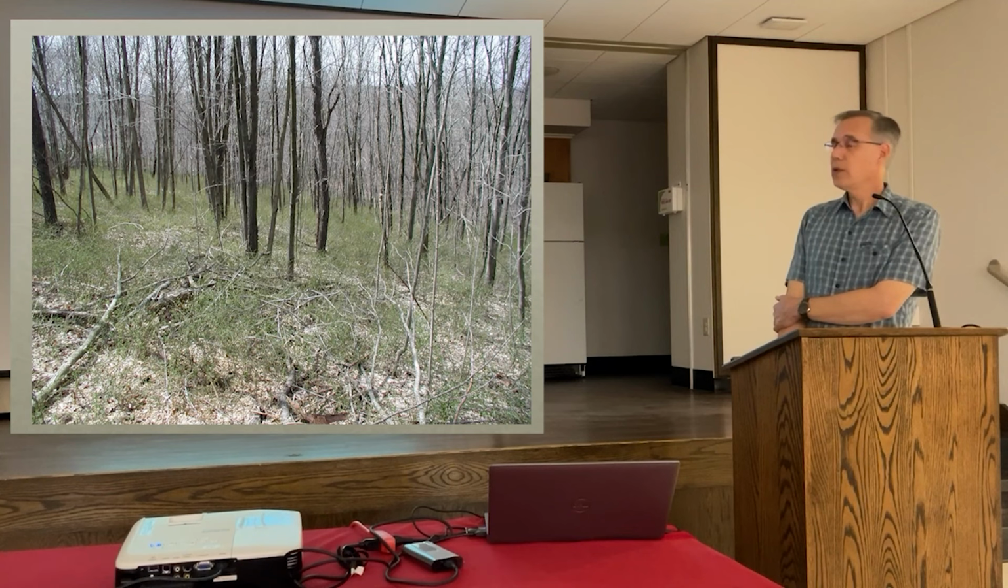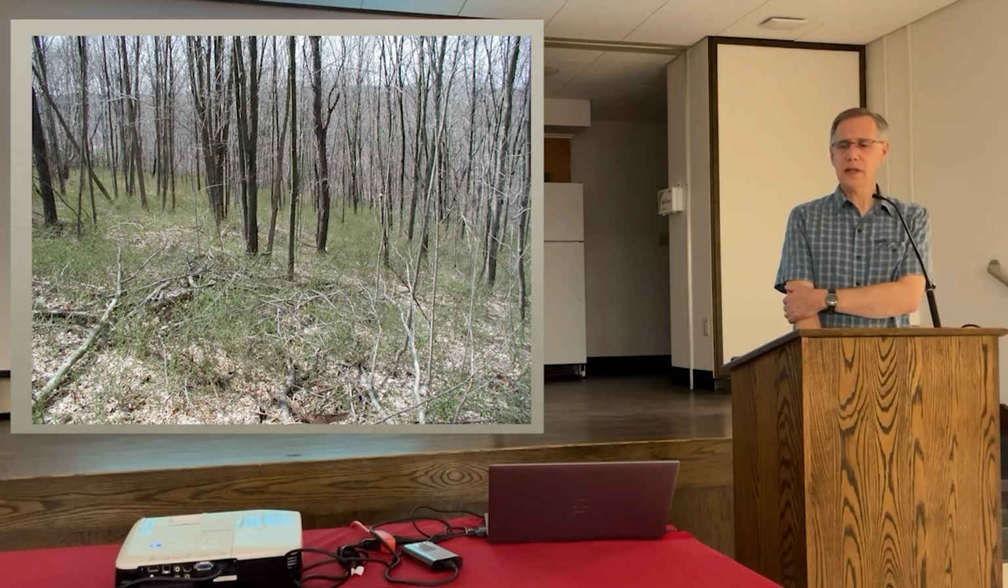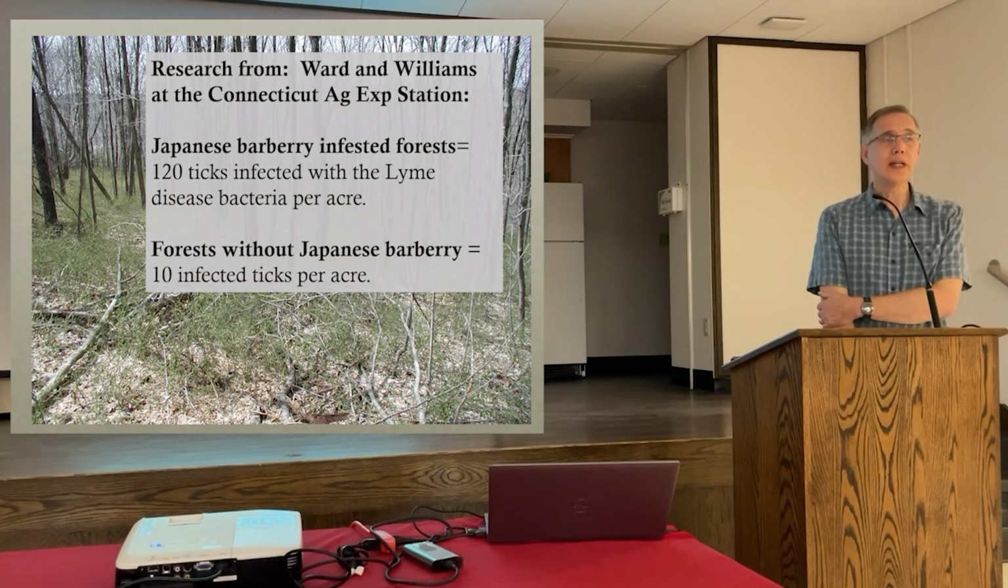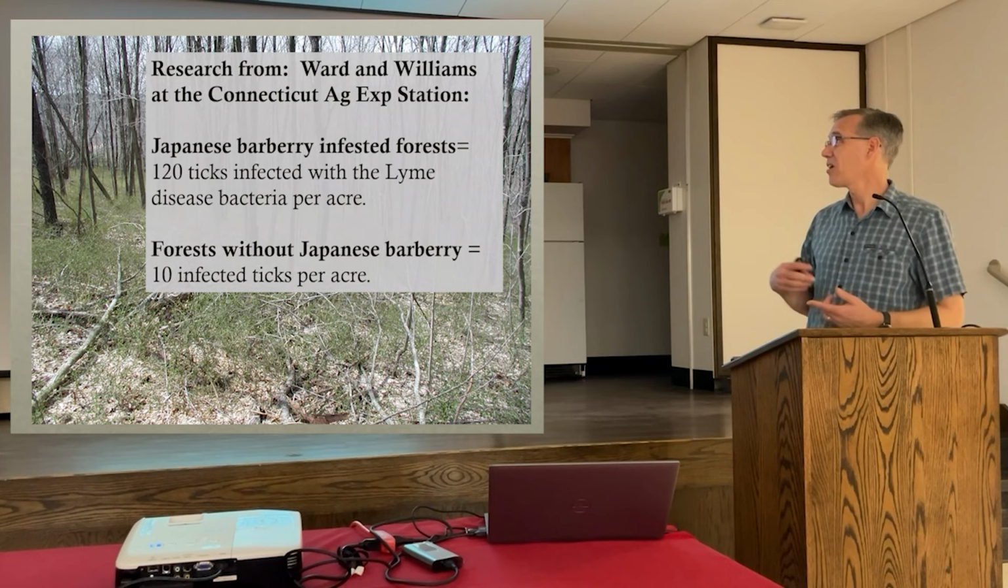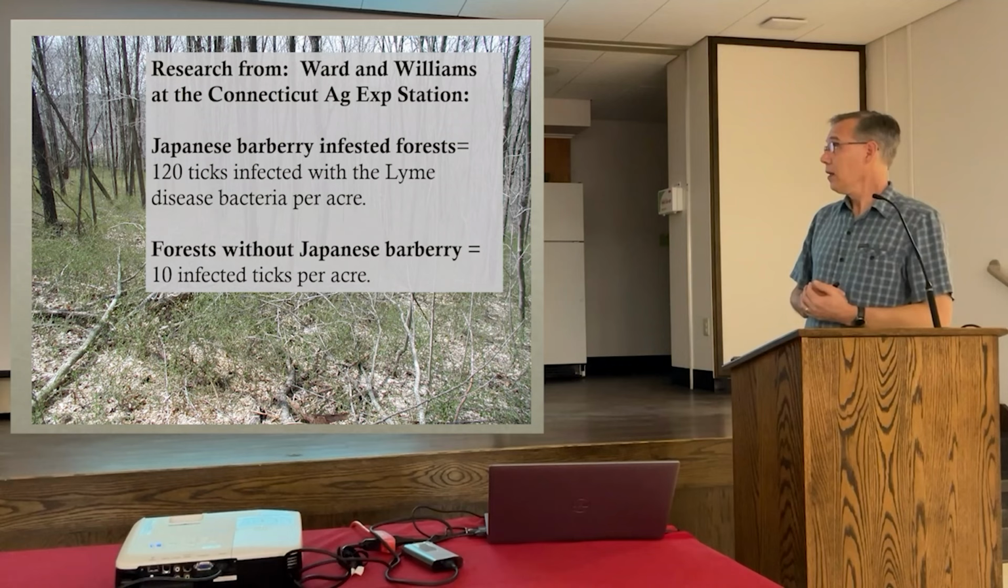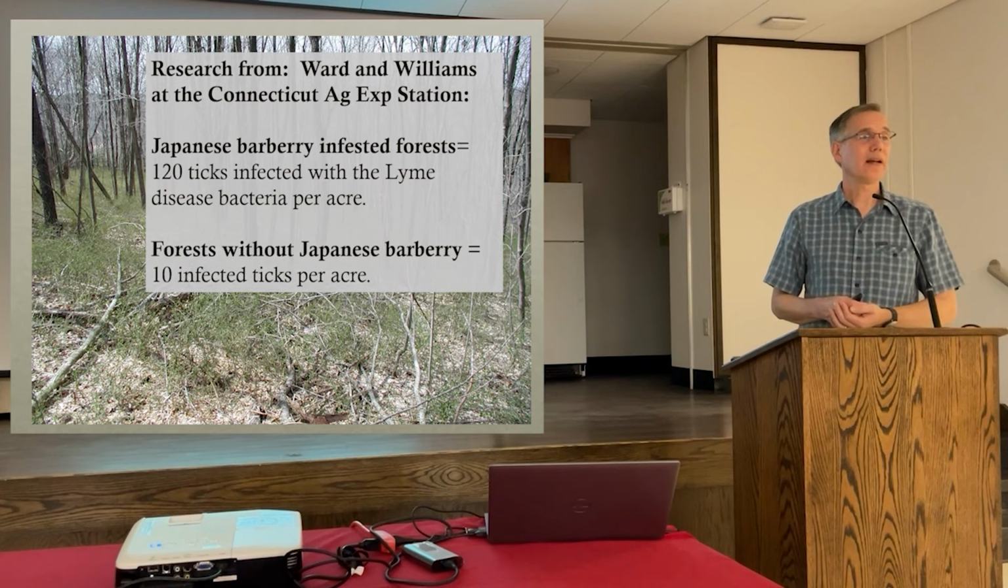One reason it can be a problem is when you have a thicket like this of a lot of an invasive plant, particularly barberry here, you can have more insects. It creates a habitat where there's a high humidity level, and it allows ticks to really thrive. In this case, up in Connecticut, they found a lot more ticks, and ticks that can carry Lyme disease, in an area that has this barberry. So something to be aware of.